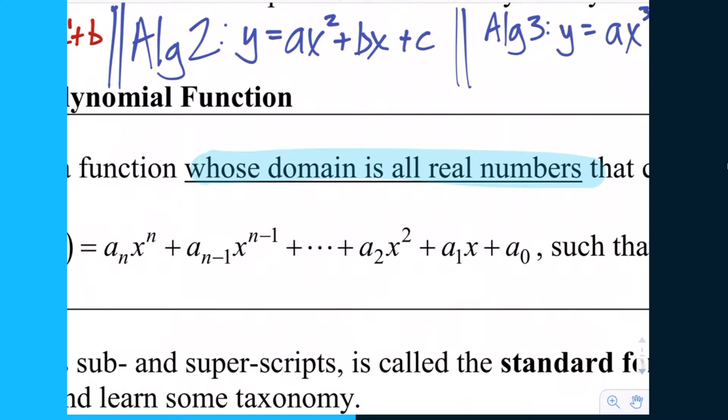All real numbers. Strotman, give me a type of function whose domain is all real numbers. Polynomial. Excellent. When is the domain all real numbers?